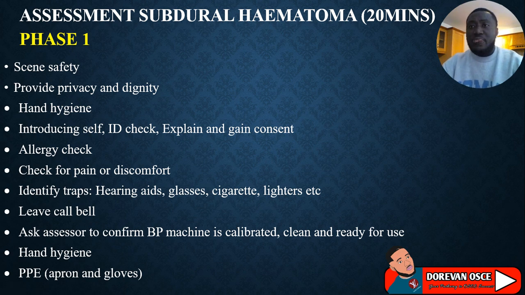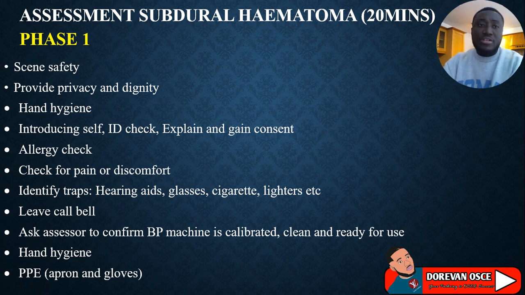Then you perform your hand hygiene again according to WHO standard. You put an ample amount of gel, palm to palm, back of the hands, fingers interlaced, fingers interlocked, rotational rolling on the thumb, and then tips of the fingers and your wrist. You leave it to air dry for 30 seconds. And you ask your assessor if you need PPE for the station. If you need PPE, then you put on your apron and your gloves before returning to your patient. So when you do these things, you have completed phase 1.